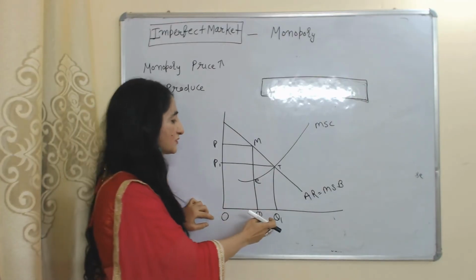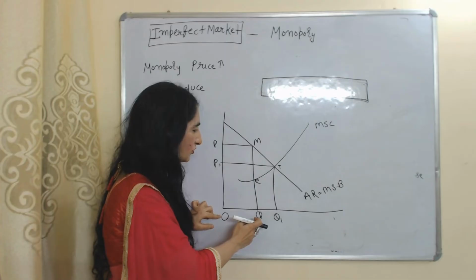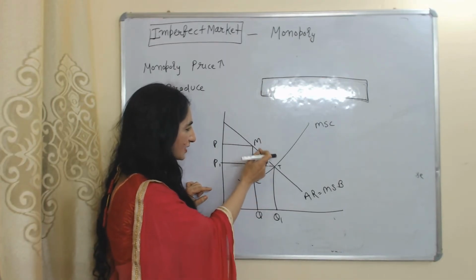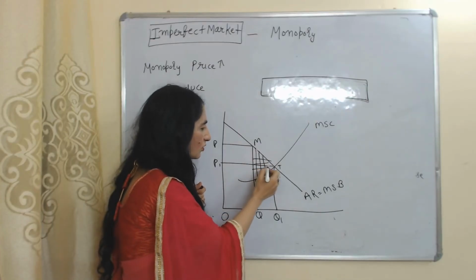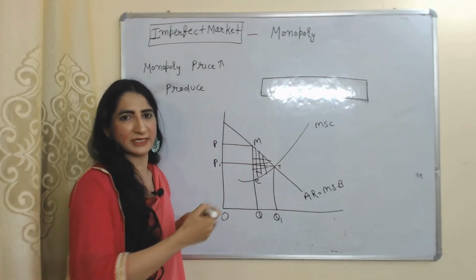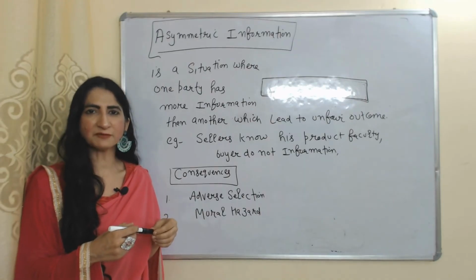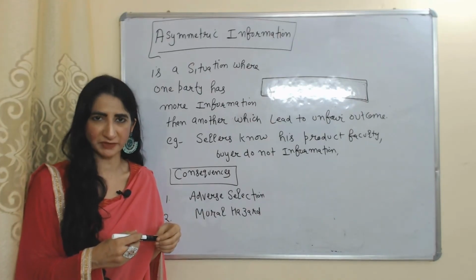And the difference between OQ1 and OQ output, this amount, this part will be called loss of society because of imperfect market. Next cause of market failure is asymmetric information.